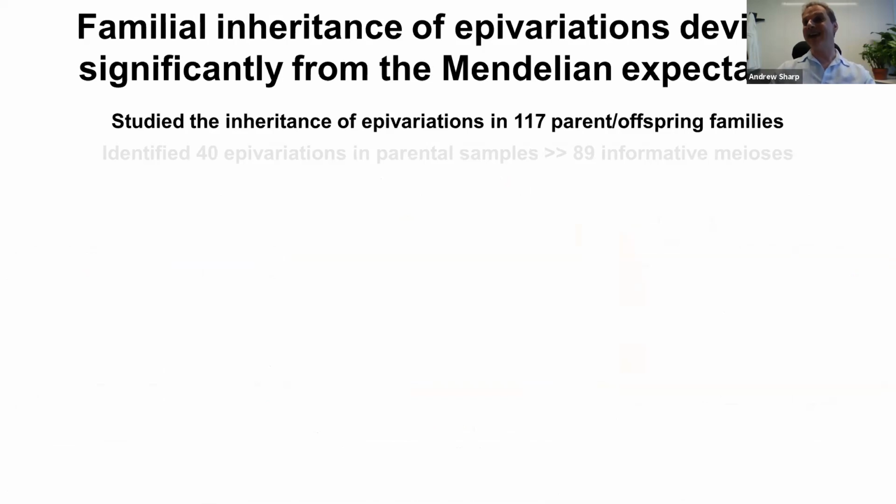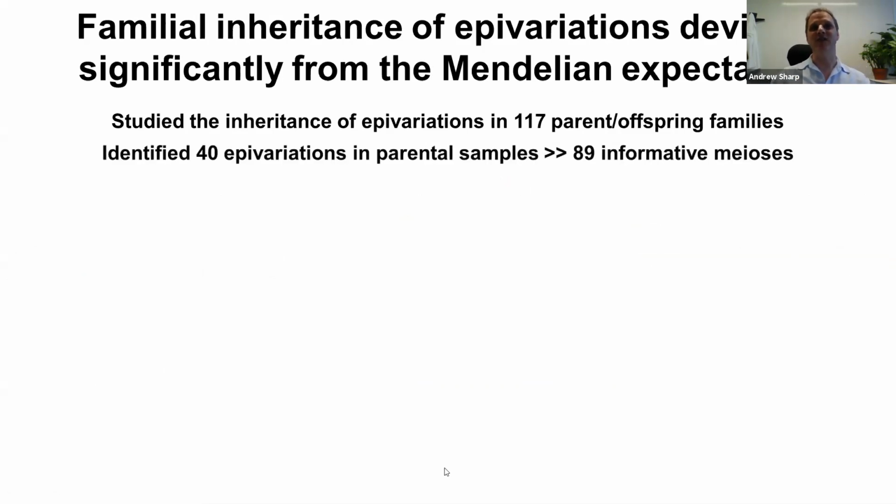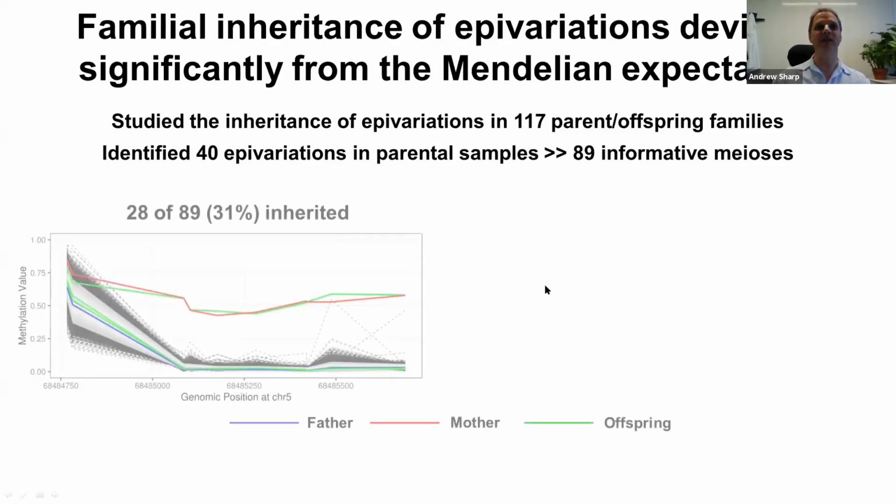We then went on to look at inheritance. So we had 117 parent-offspring families. And we wanted to ask the question, if an epivariation is found in a parent, how often is it passed on to the children? So we had 40 epivariations found in parental samples, giving us a total of 89 informative meioses.